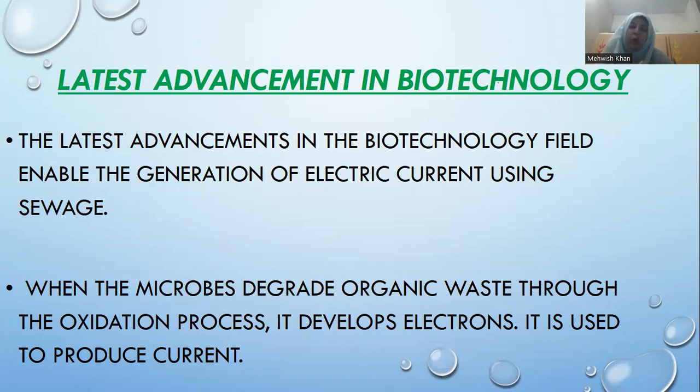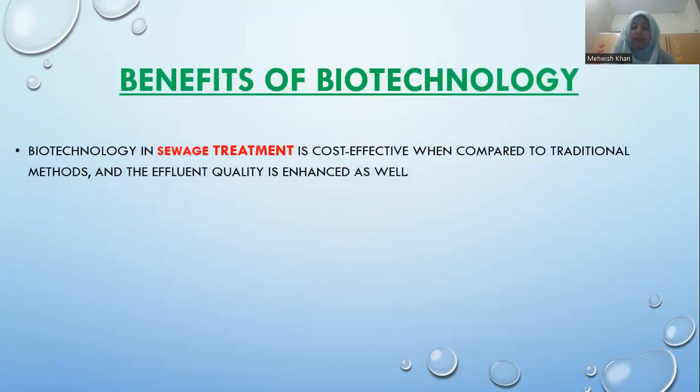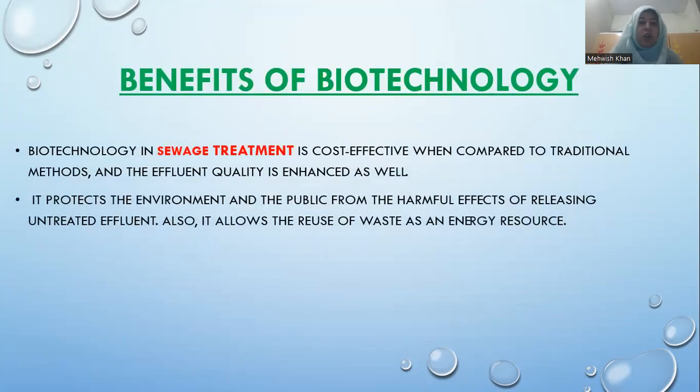How is that possible? When the microbes degrade organic waste through the oxidation process, it develops electrons and it is used to produce the current. Obviously, the flow of electron is current. So when the microbe degrade organic waste through the oxidation process, it involves electron or develop electron, and that is used to produce the current as well. So you can see benefits क्या आपको दे रहा है biotechnology आपको.